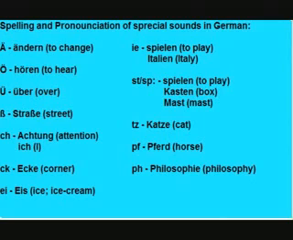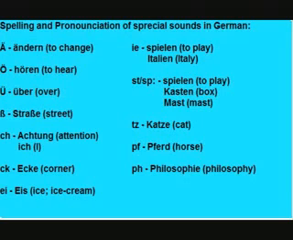Now we come to some spelling and pronunciation of special sounds of German. So we have already told you that the A umlaut is Ä, like in ändern, to change. The O umlaut is Ö, like in hören, to hear. The U umlaut is Ü, like in über, over. The SZ is a soft S, like in Straße, street.